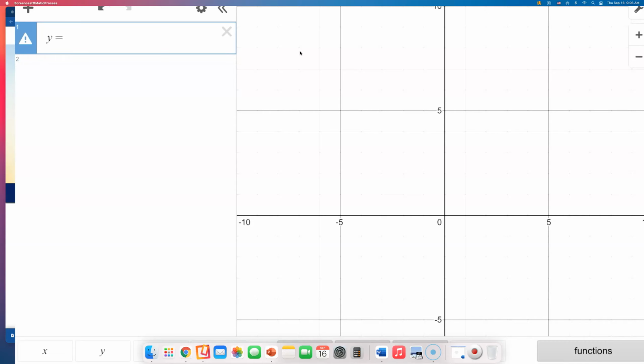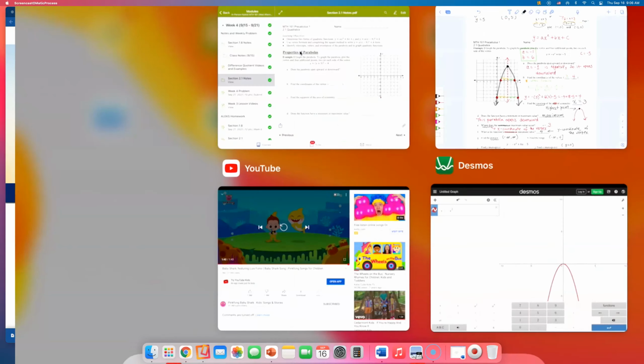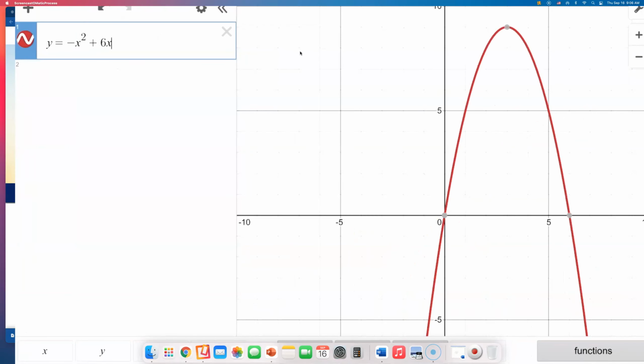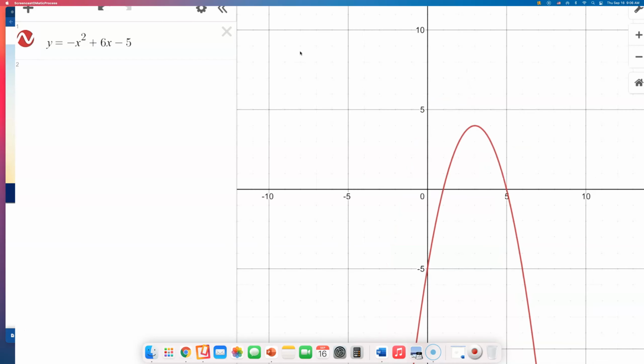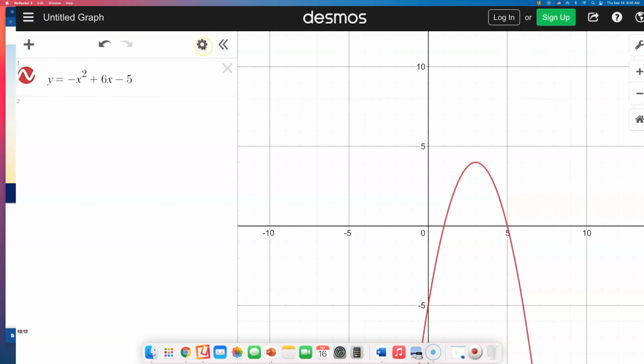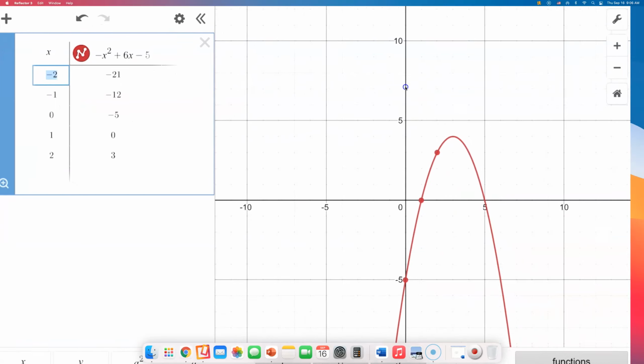plus 6x minus 5, and we'll see that this graph truly does have an x-intercept at 5, 0, an x-intercept at 1, 0, a y-intercept at 0, negative 5, and the vertex right there at 3, 4. If you want a table of values, I click on edit list, click on the table, and it's going to give you a whole bunch of points that you can plot. So I think the Desmos graphing calculator is a wonderful tool that you can use to check your answer.